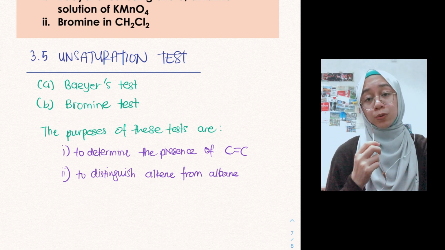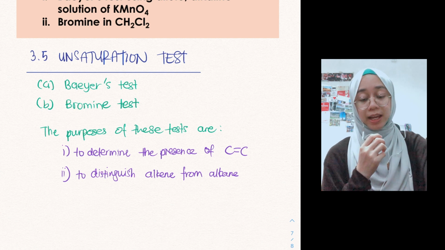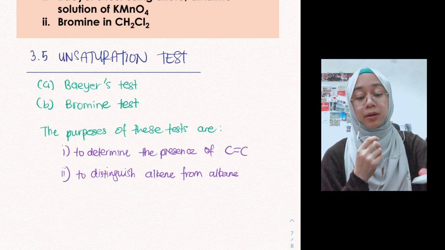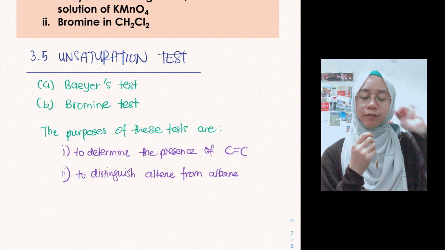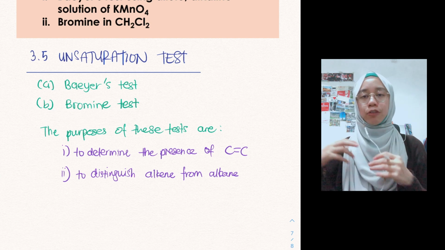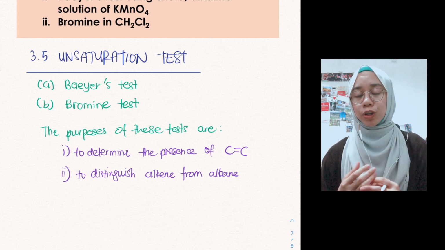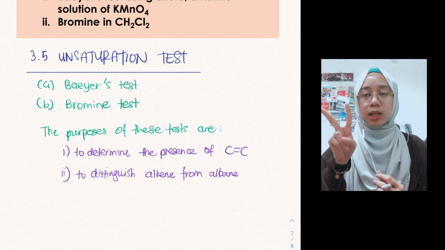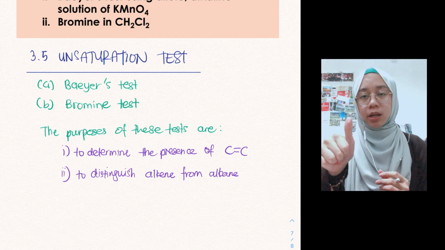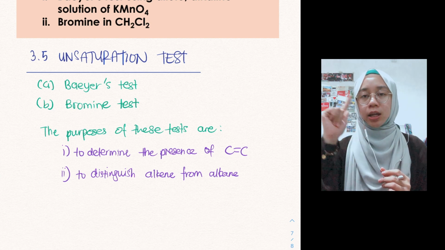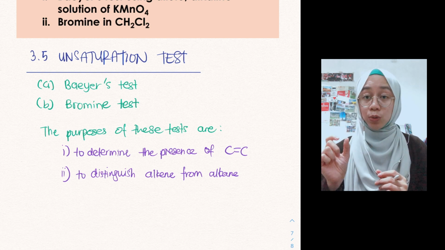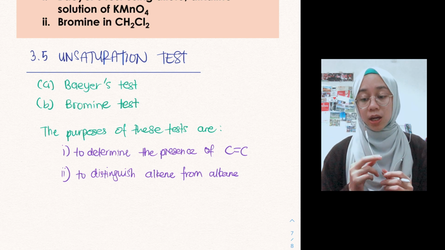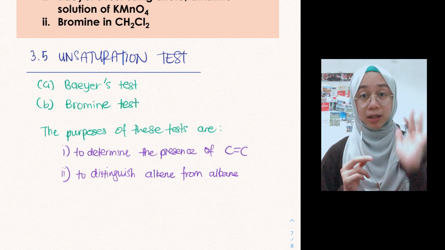So which one yang akan bagi positive test then? Of course alkene. Nama pun determine the presence of carbon-carbon double bond. Jadi nanti dia mestilah alkene yang akan bagi positive results. So bila kita involve benda yang kita belajar ni pasal test, so usually kita akan compare dua benda. So bila kita compare dua benda, one must give you a positive results and another one must give you a negative results. And then barulah kita boleh distinguish between those two. So itu pentingnya bila nak kena belajar test ni.